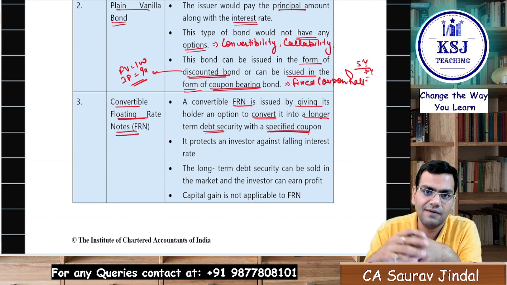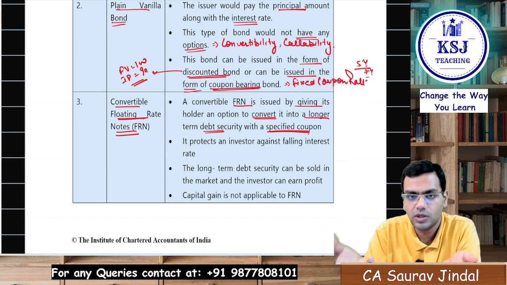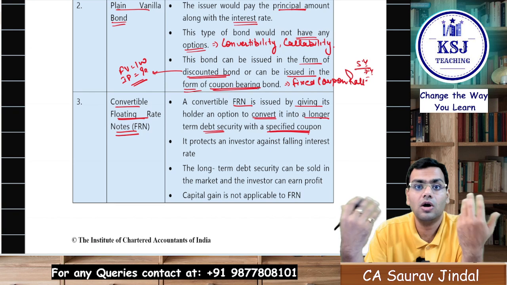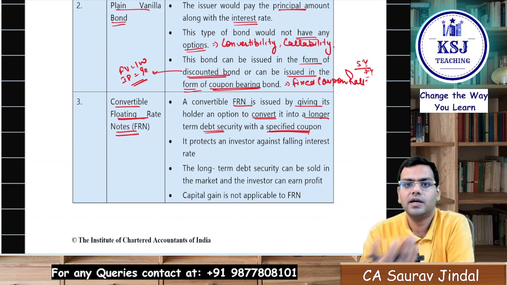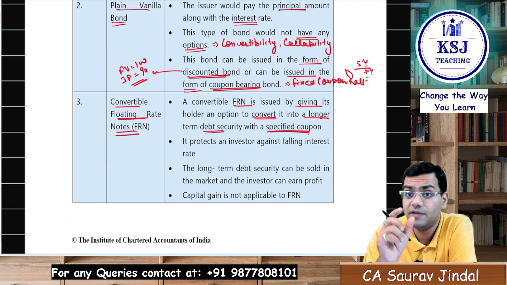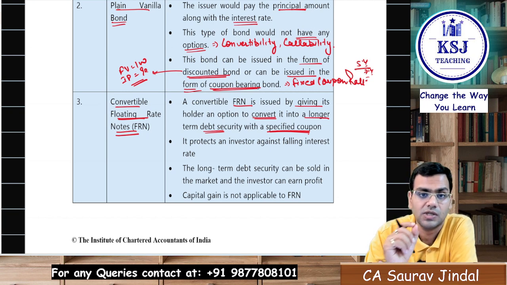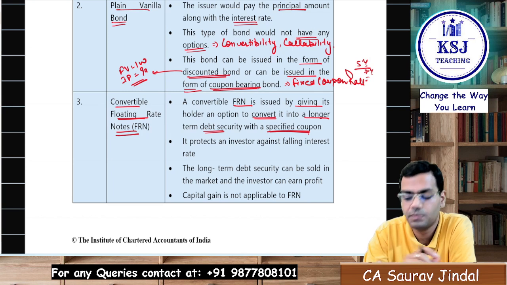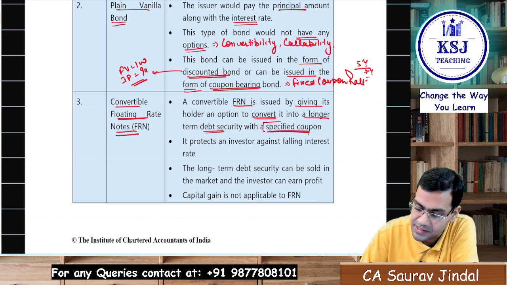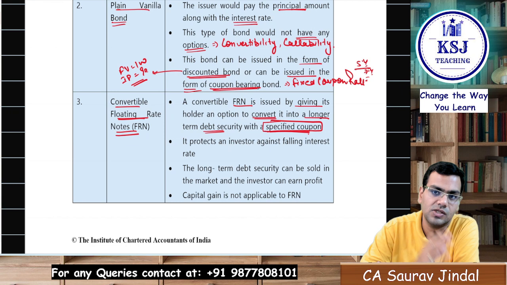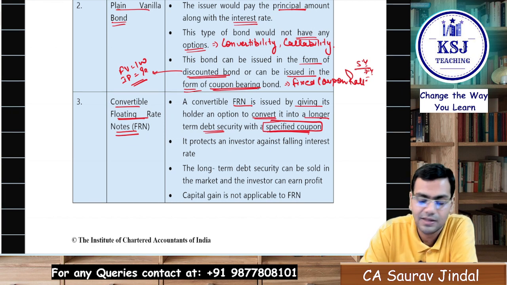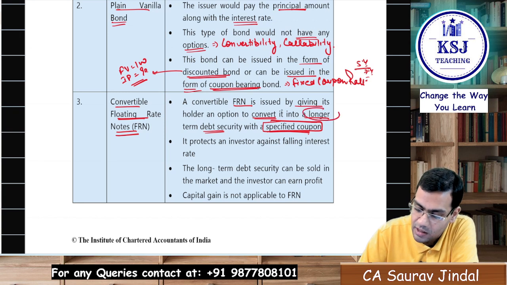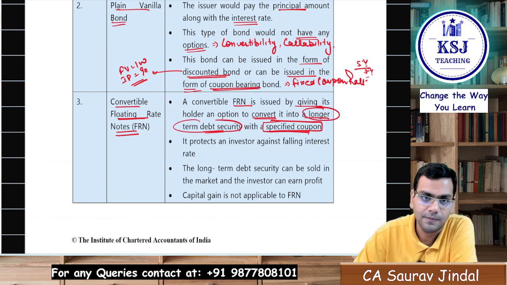Now they will give the option to the holder to convert it into a long-term debt security. Convert it for 7 years, for 10 years, into a debt with a fixed coupon rate, 7%, 8%, 10%, whatever the coupon rate is decided, with a specified interest rate. Specified coupon means the specified interest rate, right? This can be converted into a long-term debt security, right?